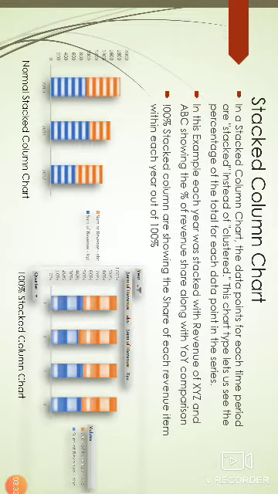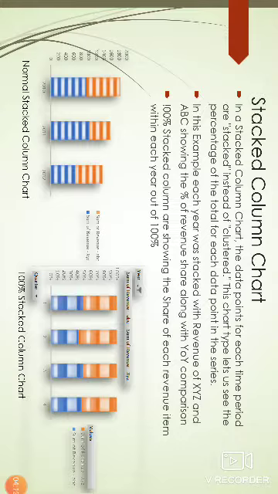Next one is stacked column chart. In a stacked column chart, the data points for each time period are stacked instead of clustered. This chart type lets us see the percentage of the total for each data point in the series. In this example, each year was stacked with the revenue of XYZ and ABC showing the percentage of revenue share along with a year comparison.